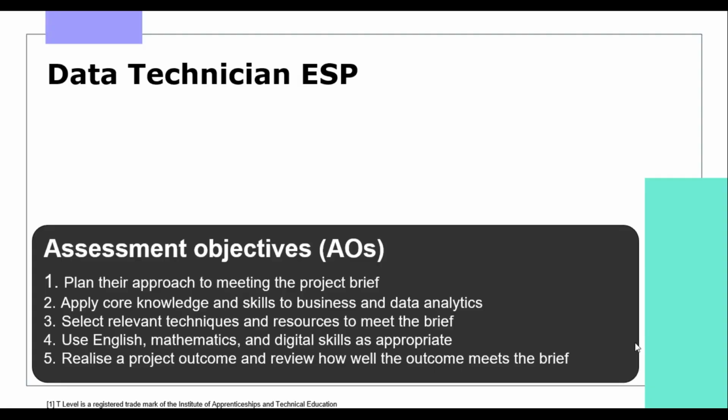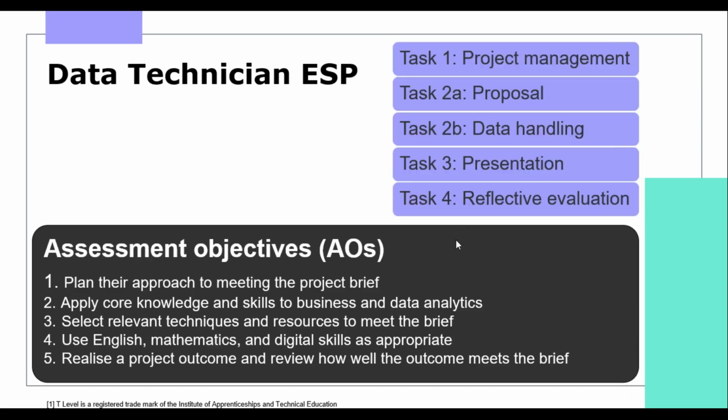The Employer Set project consists of a series of tasks designed to assess the 5 assessment objectives shown on the screen. Now, this skills assessment is set and marked by NCFE and is conducted during a 2-week assessment window, which will be available during the summer and autumn terms.